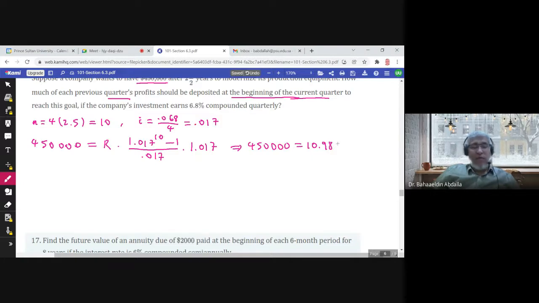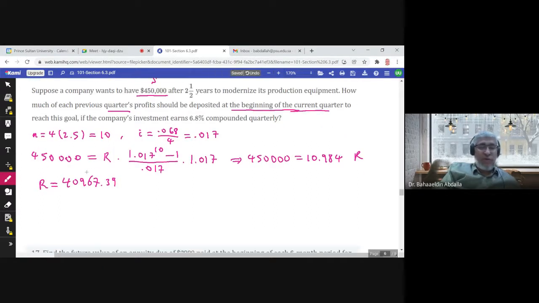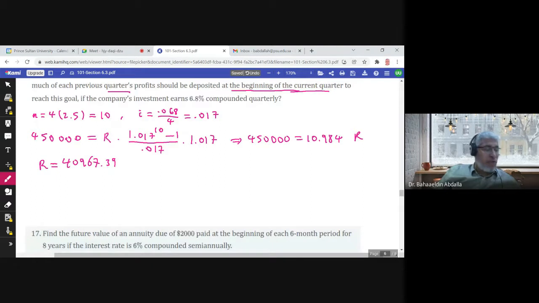Okay, 10.98. If you want to write 3 decimals, R would be 4. You can keep the decimals in the calculator and you can divide 450,000 by the answer. So you get the exact amount: 40,967.39 dollars. So this is the deposit in this case.